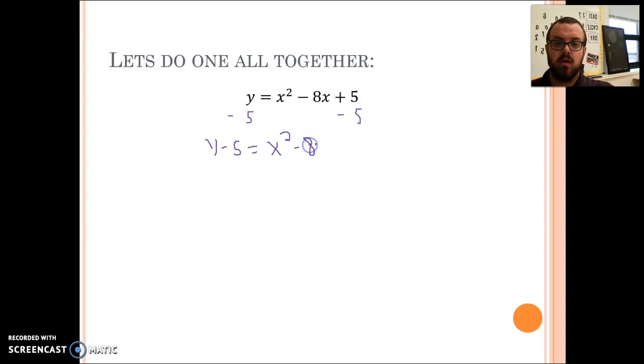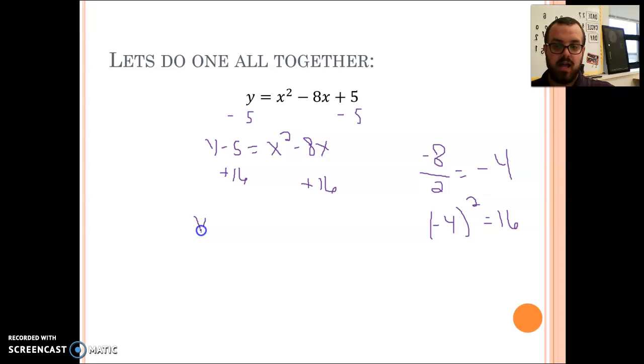We're then going to go ahead and take that b term, in this case the negative 8. We'll divide it by 2, and we'll square it off to the side. So let's see, that's going to be negative 4. Negative 4 squared is 16. So I'm going to add 16 to both sides of my equation. So we'll add 16, add 16. So we'll get y plus 11 equals x squared minus 8x plus 16.